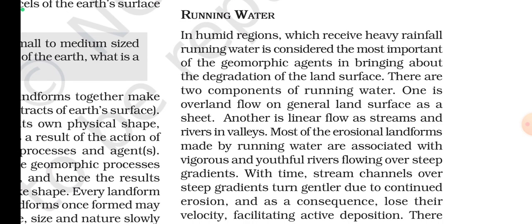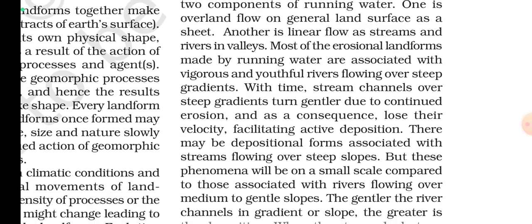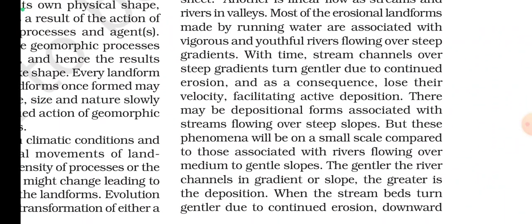Now, running water. In humid regions which receive heavy rainfall, running water is considered the most important of the geomorphic agents in bringing about the degradation of the land surface. There are two components of running water. One is overland flow on general land surface as a sheet. Another is linear flow as streams and rivers in valleys. Most of the erosional landforms made by running water are associated with vigorous and youthful rivers flowing over steep gradients.